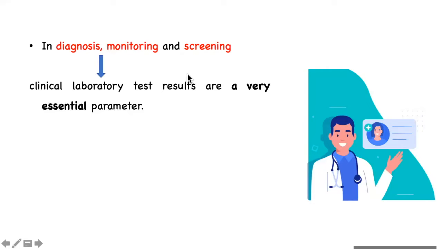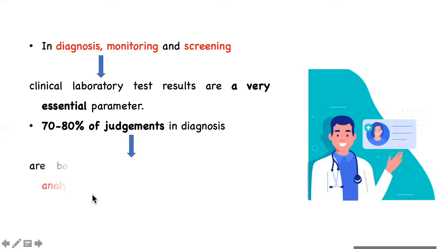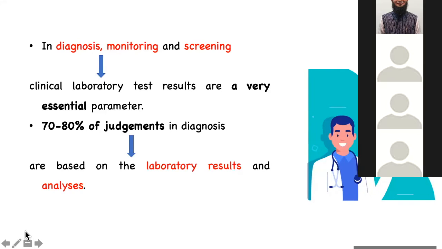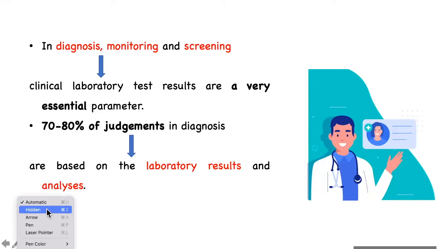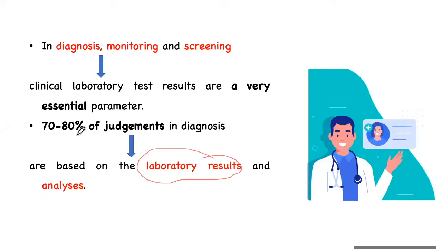Also, for screening, you need to perform laboratory tests, and based on laboratory tests, you can ensure that the patient is responding to the treatment and appropriate drug therapy is given to the patient. So 70 to 80% of the judgment, especially in the case of diagnosis, is based on laboratory results and their analysis. Without doing laboratory result analysis, you will not be able to judge the diagnosis of the disorder.